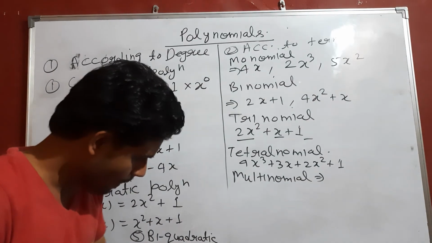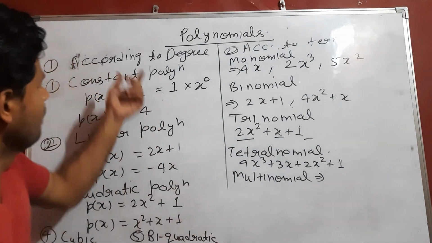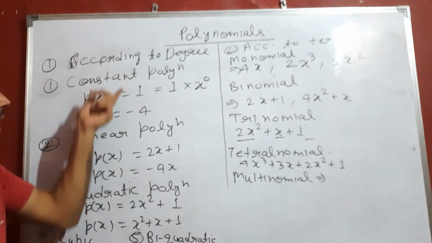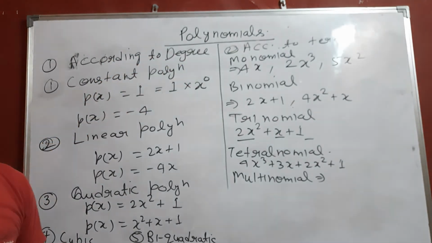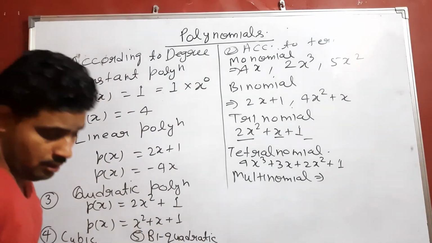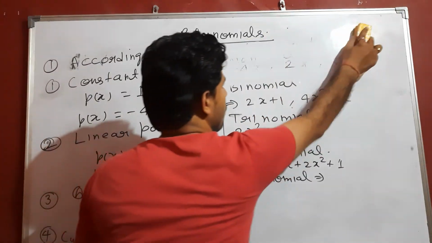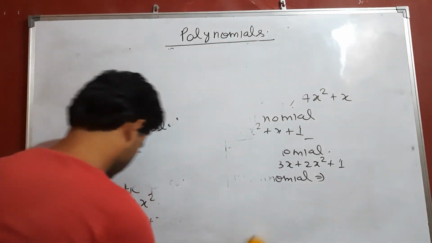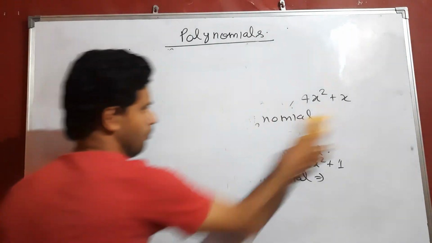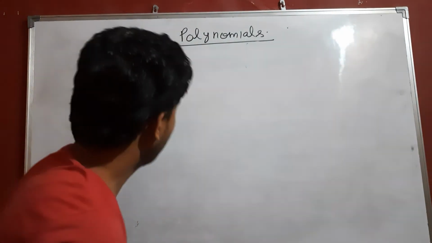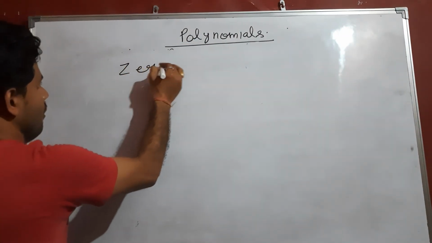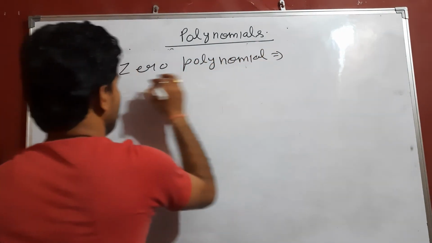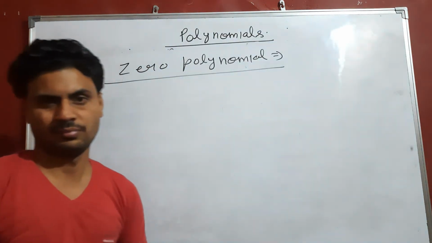So in this chapter, the important point is the degree of the polynomial and the types of polynomials according to the degree. That's it. One more point which is very interesting and useful: what is a zero polynomial? Most important point.